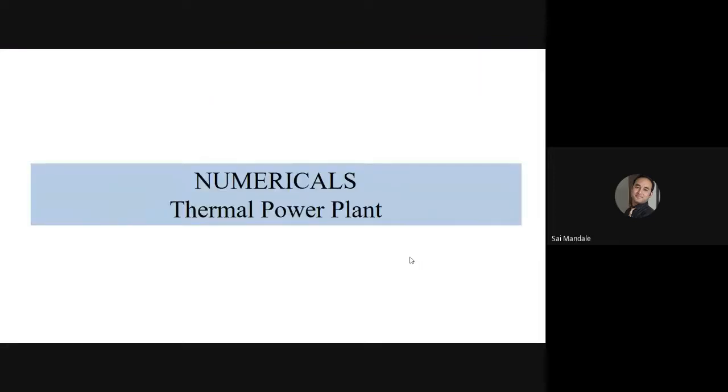So, numerical based on thermal power plant. Based on the thermal power plant, please give me a quick revision about what the different components are there in the thermal power plant. I'll start and you have to tell me the others.